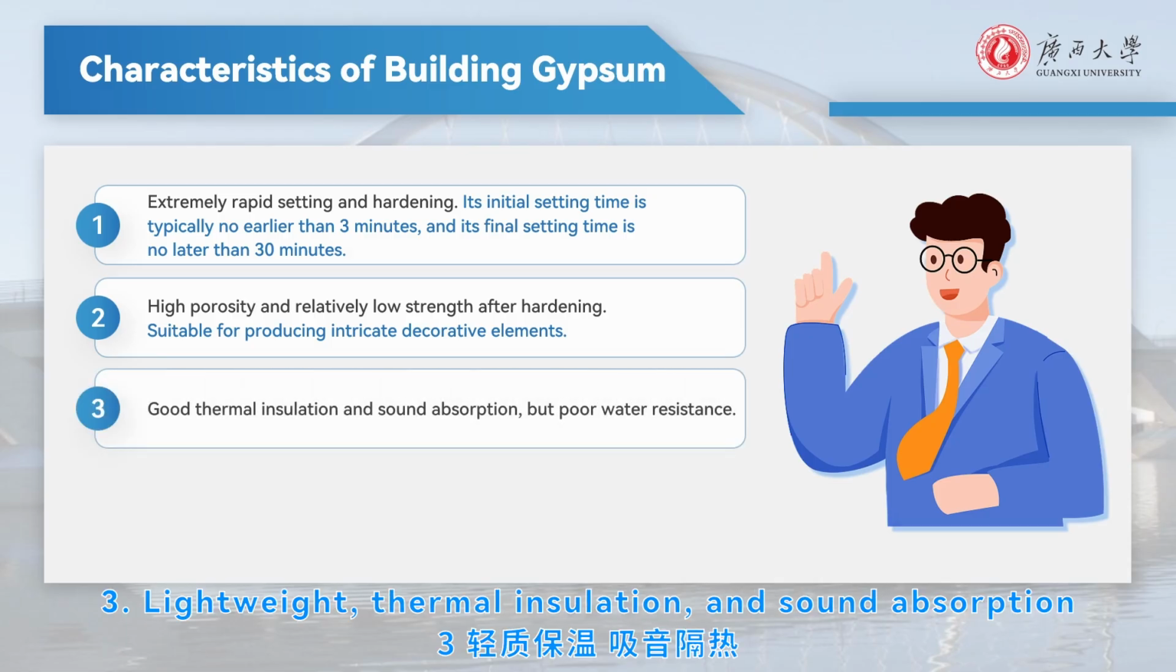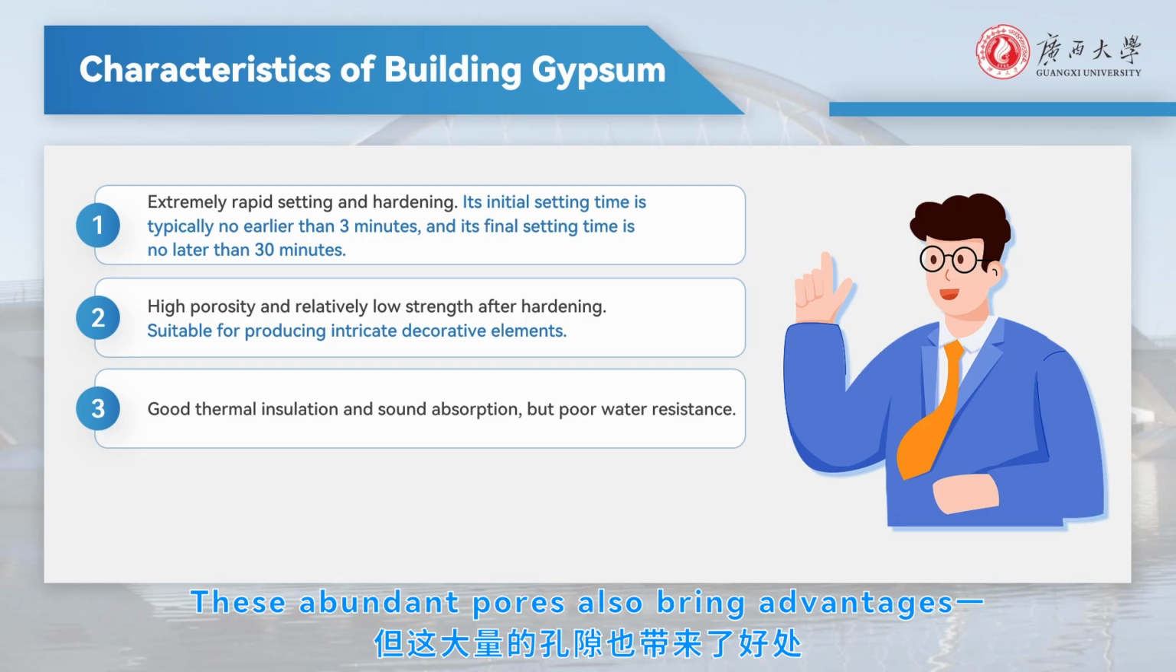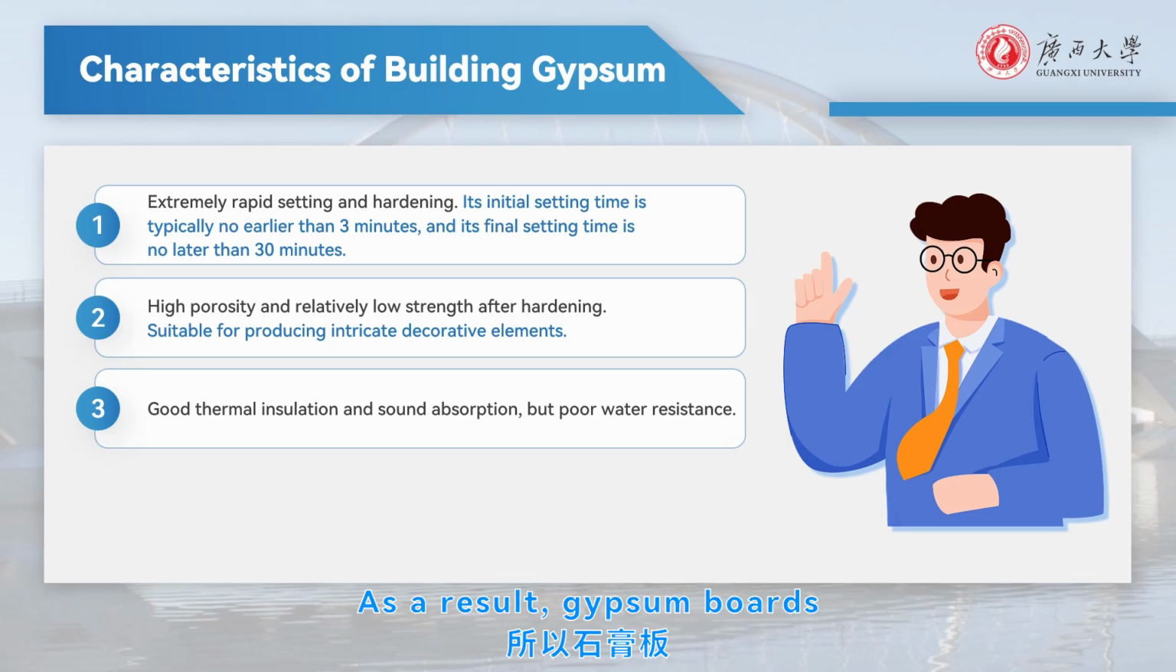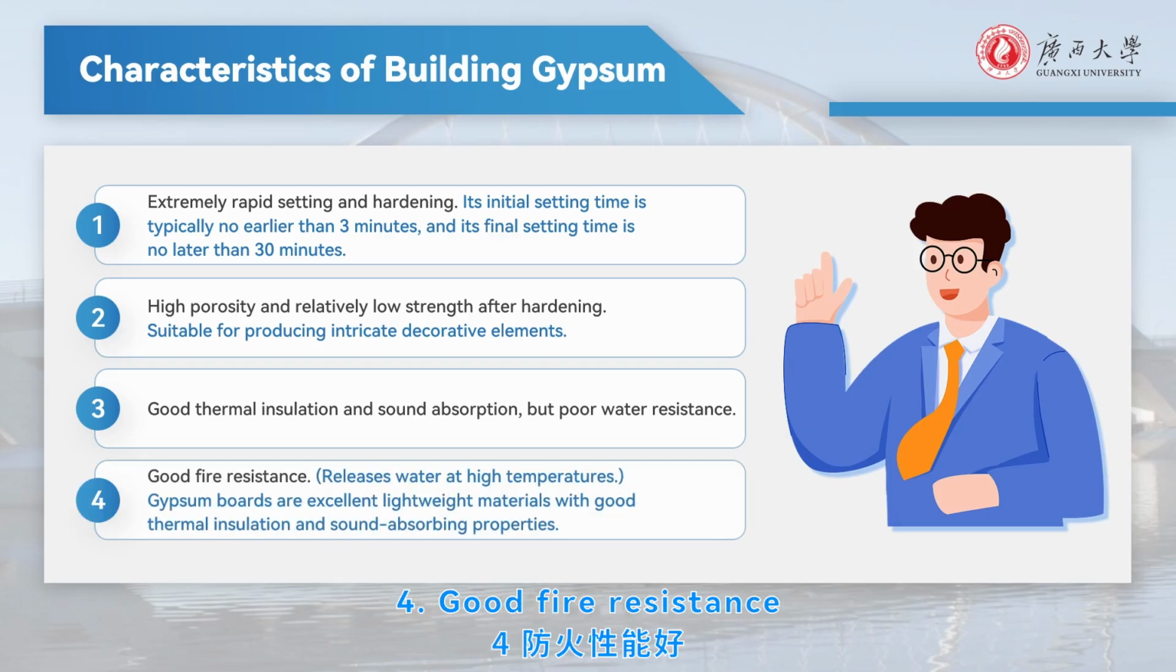3. Lightweight, thermal insulation, and sound absorption. These abundant pores also bring advantages. Air is a poor conductor of heat and sound. As a result, gypsum boards are excellent lightweight materials with good thermal insulation and sound-absorbing properties. 4. Good fire resistance.